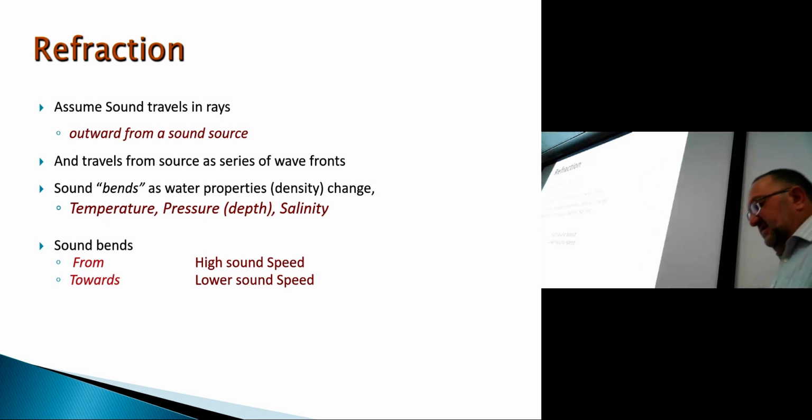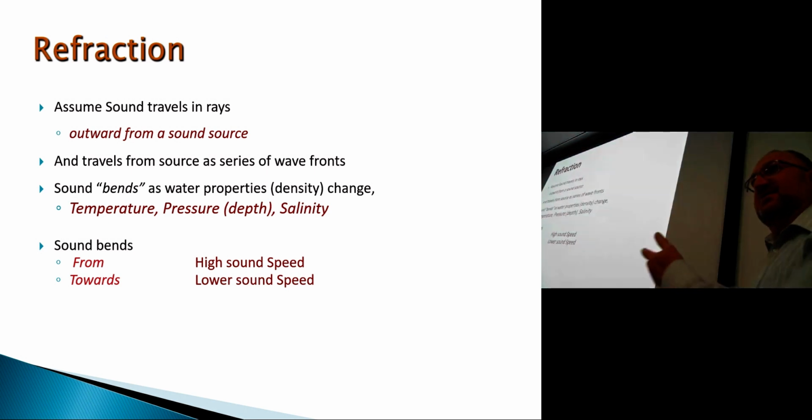Okay, in practice, sound rarely travels in straight lines like I showed there. And there can be multiple paths connecting any source and receiver. The variations in temperature, salinity and pressure in the water column cause the speed at which sound travels to vary. And it varies, as we said before, by 3.6 metres per second for temperature down to 1.4 for salinity.